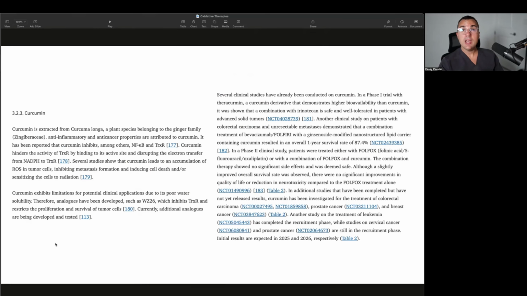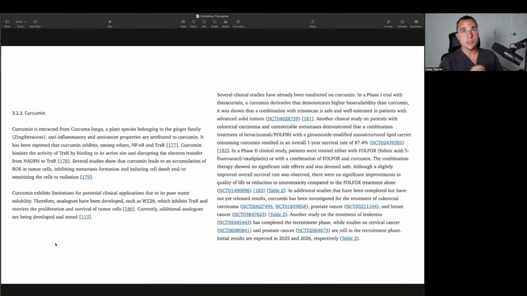However, curcumin, as well as many other things like quercetin or EGCG, will have an opposite effect within cancer. And it shows here that curcumin leads to the accumulation of ROS in tumor cells, which ultimately leads to apoptosis, induced cell death, and sensitization of cancer cells to radiation therapy, because it's inhibiting the cancer cell's ability to mount an antioxidant response, at least through the TRXR system in this particular publication.